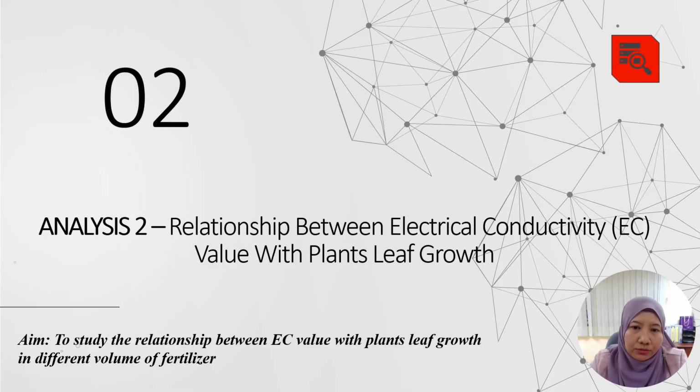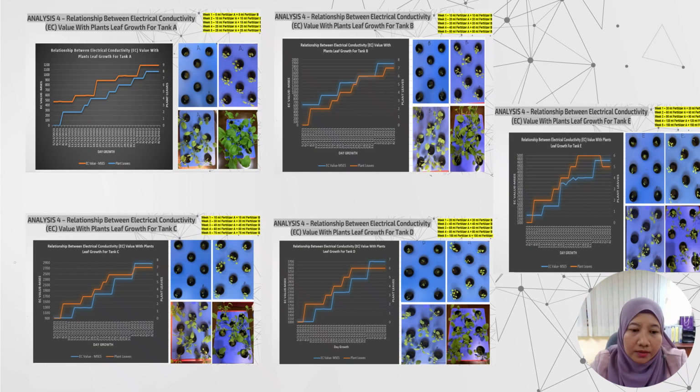For analysis number 2, the relationship between electrical conductivity, EC value, and the plant's leaf growth. The aim of the study is to study the relationship between EC value and plant's leaf growth in different volumes of fertilizer. As you can see, there are 5 graphs showing the relationship between EC value and plant's leaf growth for tank A, tank B, tank C, tank D, and tank E. We used 5 tanks to monitor the plant growth based on their difference in electrical conductivity.